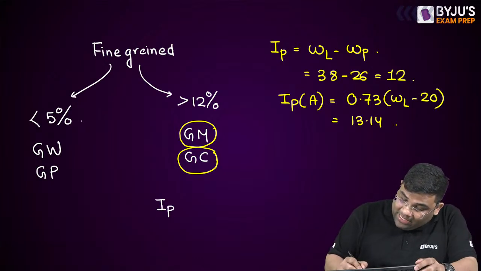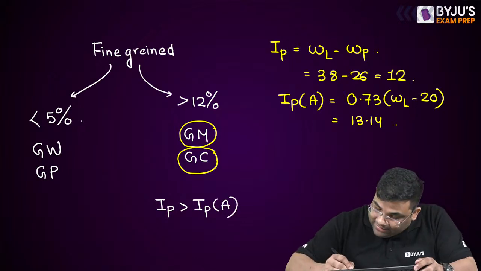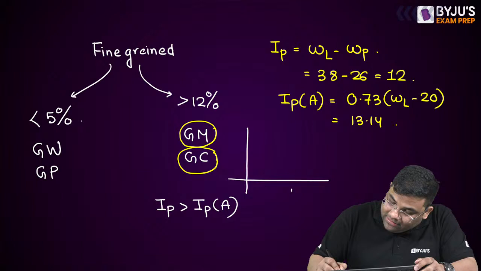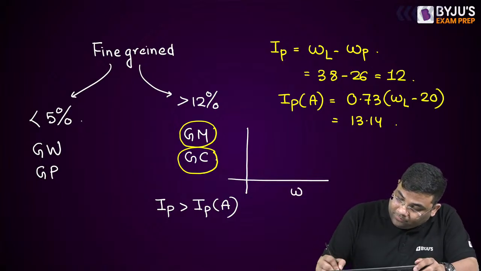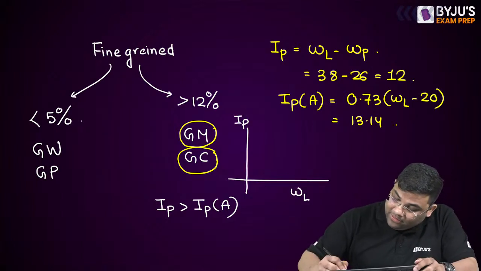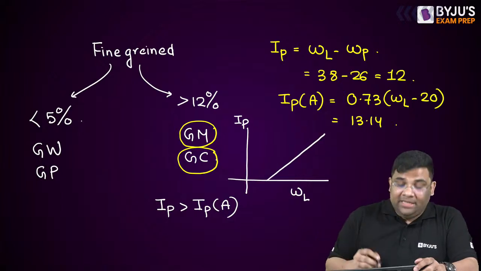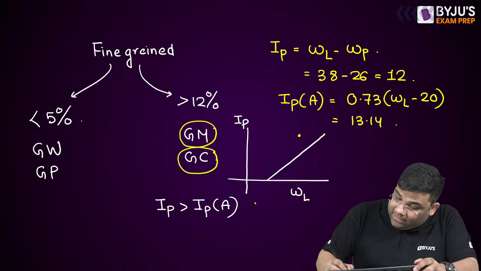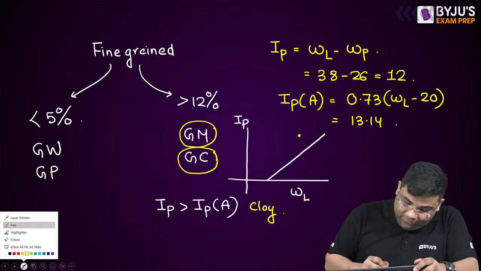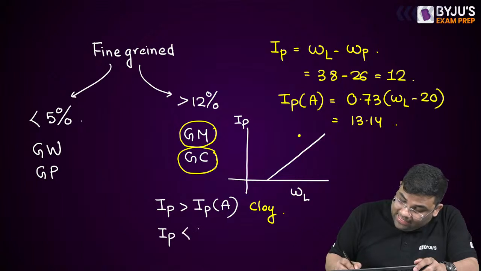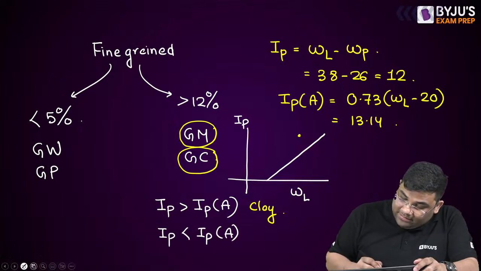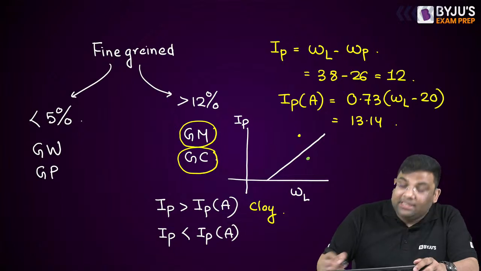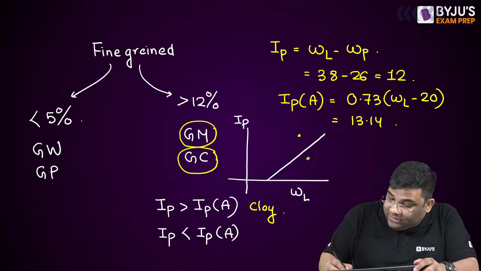So remember this thing: when IP is more than IP of A, or if you remember the plasticity chart, this is your liquid limit versus IP. So this is the A line. IP more than IP of A line means it lies here, over the line. This is clay. And if your IP is less than IP of A, that means it is lying somewhere here, below it. So this is your silt.